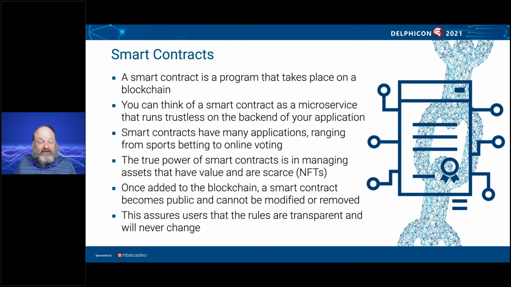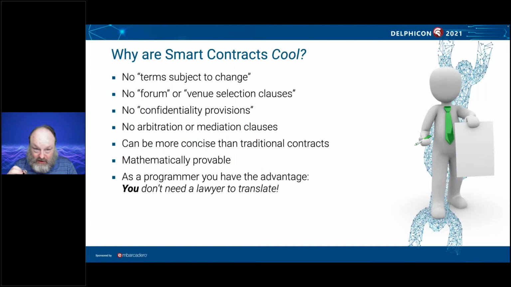Once a smart contract's added to the blockchain, it can't be modified. It's public. And this assures your users that the rules are transparent and will never change. So what does that mean? How does this make it cool? So a lot of contracts will say subject to change, or this contract is governed by the laws of such and such jurisdiction, and you agree. If at some point you want to argue with us, you'll go to moderation of the moderation company we've picked.